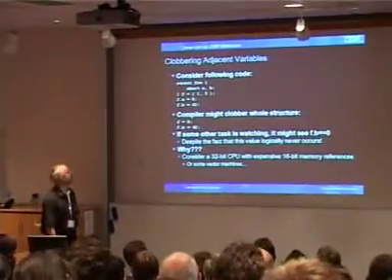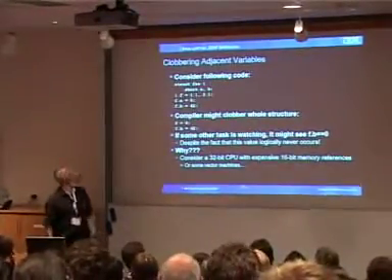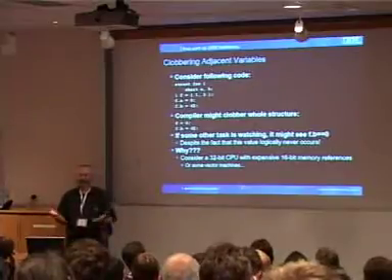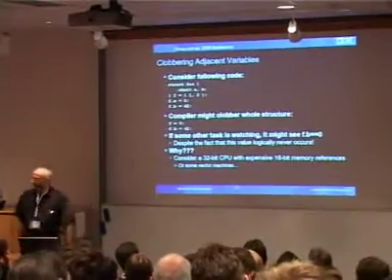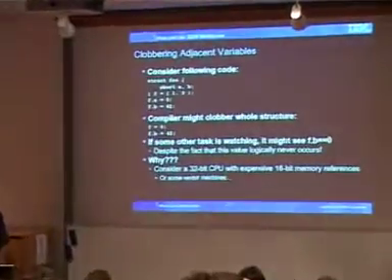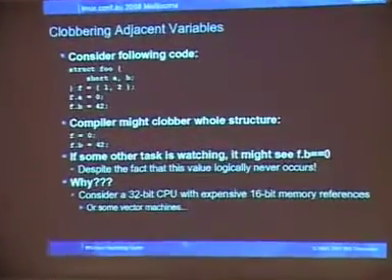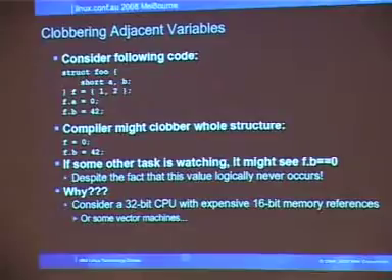Collaborating adjacent variables. Suppose we have a structure like that. I might get bored with the old example, so I picked a new one. So we've got a structure that has a pair of shorts in it. So it's an int, if in 32-bit mode it's an int and long. I guess in either mode it's an int and long.